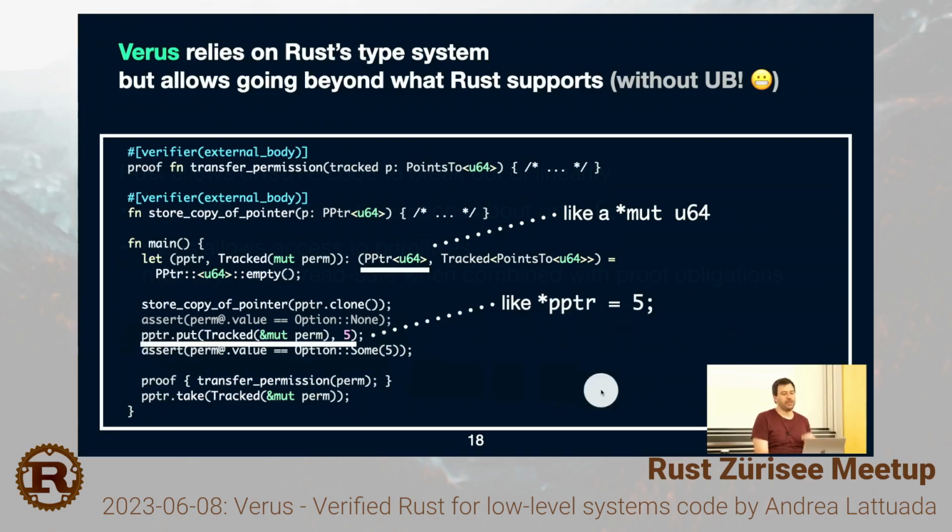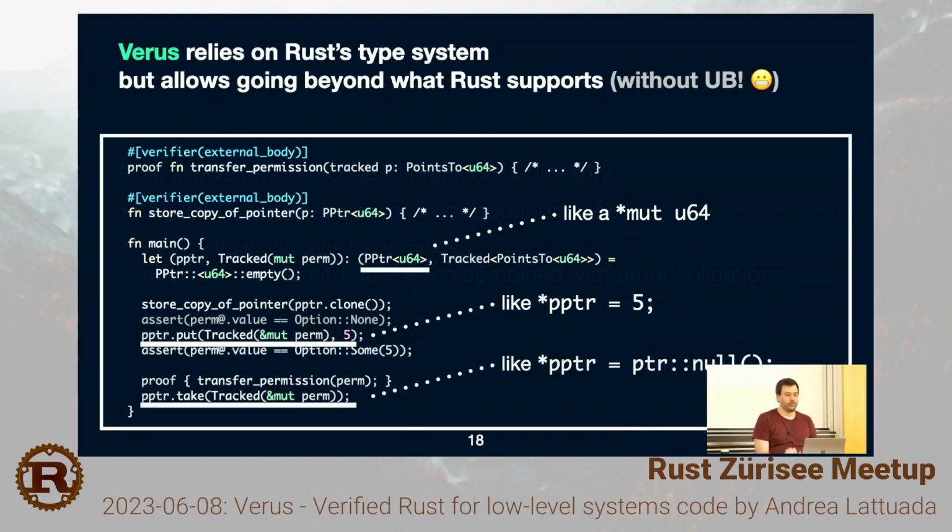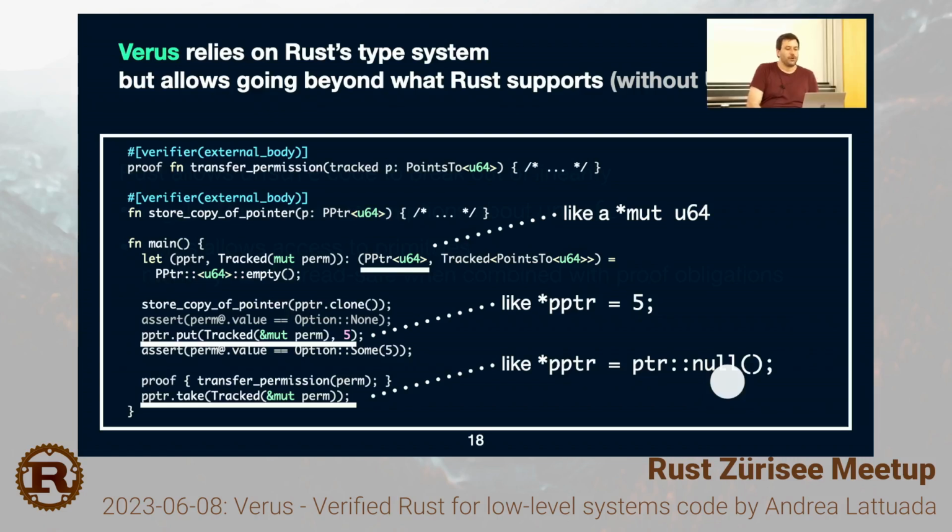Things like PPTR put is like assigning to it, but there is this additional argument here, which I'll get to in a second, and then take is essentially like assigning the PPTR to null. So what we are saying here is we're going to allocate a new pointer. It's going to point to nothing. Then we're going to give a copy of that pointer to somebody else. The pointer is just copyable. That's fine. We know that it doesn't contain anything.